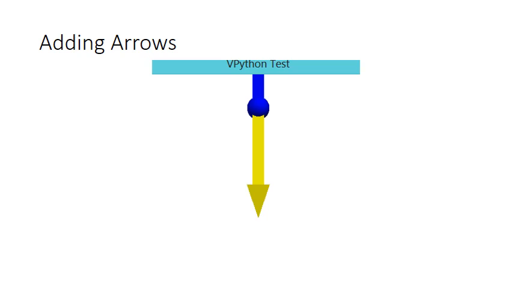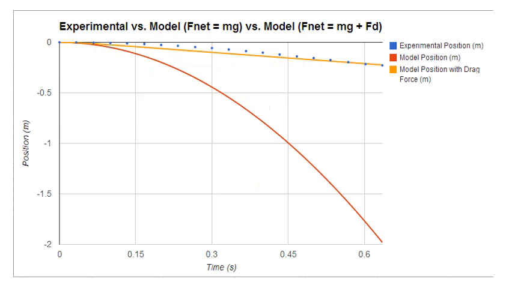The yellow arrow represents the weight force coming down off of the object, and the blue arrow represents the drag force pointing in the opposite direction of the object's movement. The output of this computational model can be seen here in orange, matched much more closely to the experimental data, which is the blue dotted line, because the net force was a lot closer to the actual net force on the system by the surroundings.